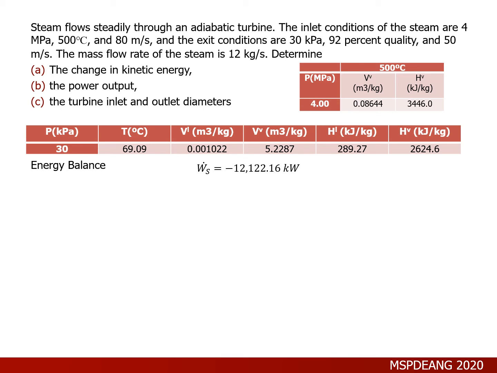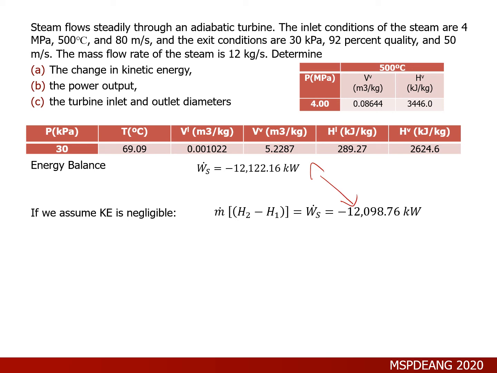Now, in our calculation, we did not assume that kinetic energy is negligible. So what if we assume that kinetic energy is negligible? Assuming kinetic energy is negligible, the energy balance equation will simply reduce to m dot delta H equal to the shaft work. And calculating, you can see the shaft work is negative 12,098.76 kilowatts. So there is a slight difference, but the magnitude is not appreciable compared to the scale of the power output. So it is safe to assume that the kinetic energy change is negligible for steam turbines. For hydroelectric and wind, not really. But for steam, definitely, you can assume that the shaft work is just delta H.